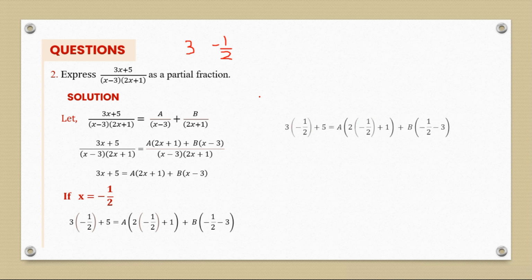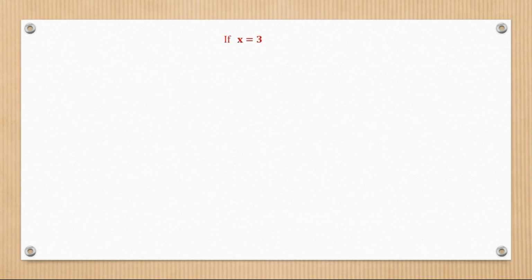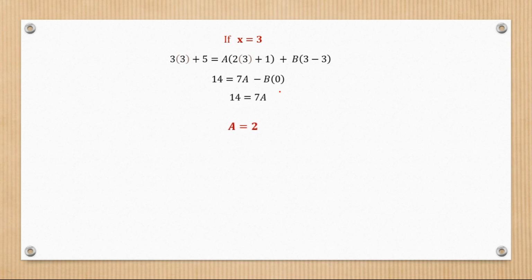So when you insert in the value, this is what we end up having. So let's keep on simplifying, and we're left with 7 over 2 being equal to a times 0 minus 7 over 2b. So you can already see that we'll have 7 over 2 is equal to negative 7 over 2b. So b shall be equal to negative 1, and that's going to be our first value. So now next we're going to let x be equal to 3. So when you let x be equal to 3, this is what we end up having. So when you open those brackets, we have 14 is equal to 7a minus b times 0, which is clearly 14 is equal to 7a, so a shall be equal to 2.